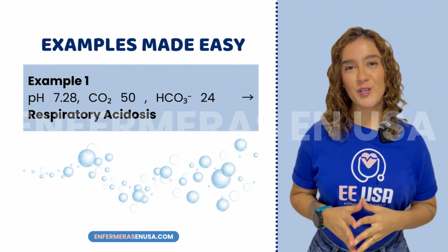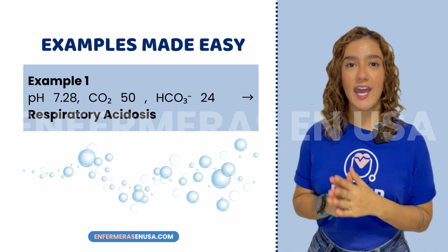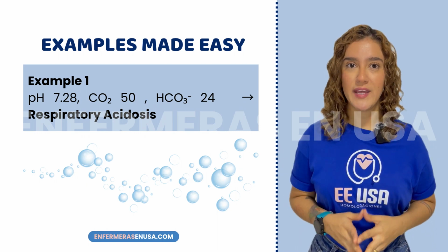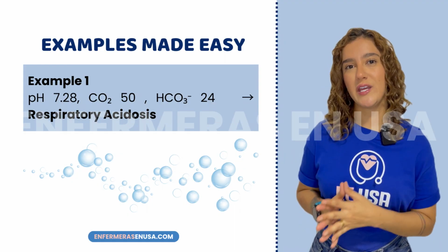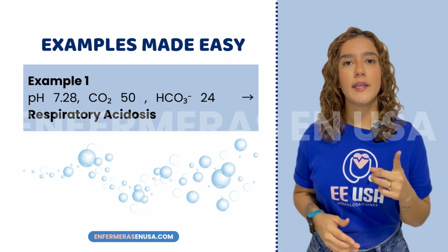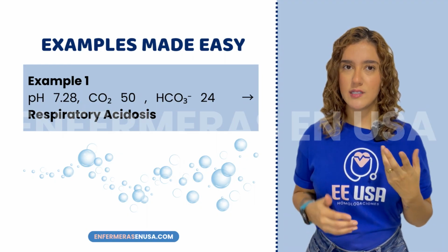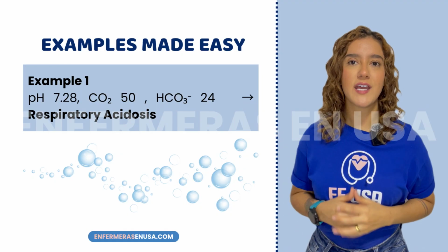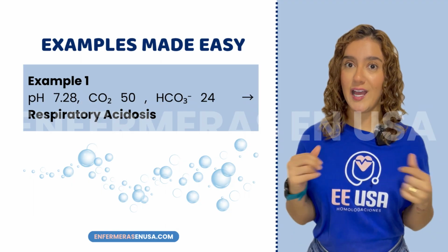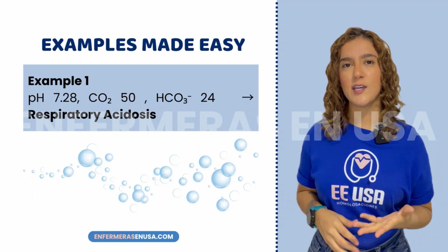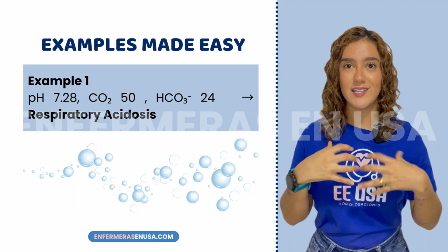Now, let's put it all together with some quick examples. Example number 1. You have a pH equal to 7.28, a PaCO2 equal to 15, and HCO3 equal to 24. Step 1. The pH is low. It means acidosis. Step 2. The CO2 is high. The cause is respiratory. So finally, the diagnosis is respiratory acidosis. For example, COPD or hypoventilation. These conditions trap CO2 inside the lungs.